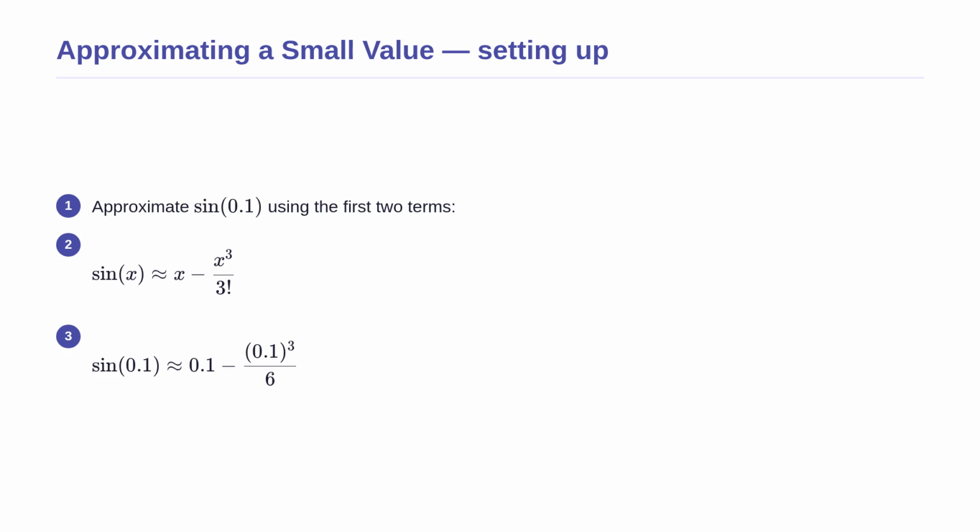We want to find an approximate numerical value for the sine of 0.1 radians without using a calculator. Because 0.1 is a very small number, raising it to higher powers results in incredibly tiny fractions, so we can safely ignore later terms. We truncate the series, keeping only the linear and cubic terms. We substitute 0.1 and expand 3 factorial to 6. This sets up our calculation.